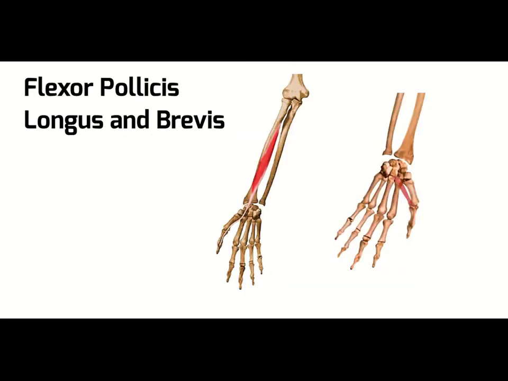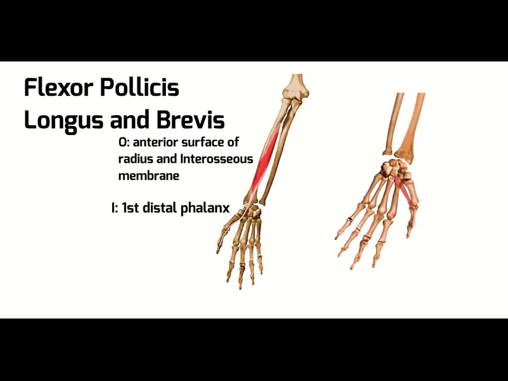Much like the abductors, Flexor Pollicis longus and brevis have a long and a short. So Flexor Pollicis longus is a long muscle. Flexor Pollicis brevis is a short or intrinsic muscle. So Flexor Pollicis longus comes from the anterior surface of the radius and the interosseous membrane. And it inserts onto the distal phalanx of the thumb. It's innervated by the median nerve and it causes flexion of the interphalangeal joint of the thumb as well as assisting to flex the carpometacarpal and metacarpophalangeal joints of the thumb.